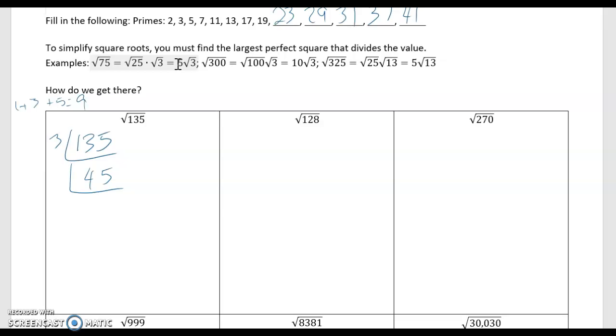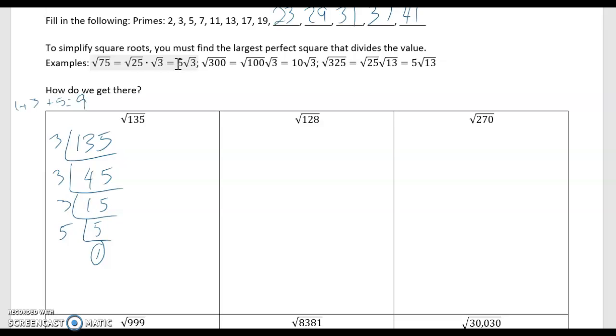Now we're looking for what's next. We still check on 3. Is 45 still divisible by 3? It is. And then we end up with 15. Is 15 divisible by 3? It still is. Okay? Then we end up with 5. Is 5 divisible by 3? No. Is 5 divisible by the next prime number, 5? It is. We're down to 1. I'm going to circle that, and that tells me that I'm done.